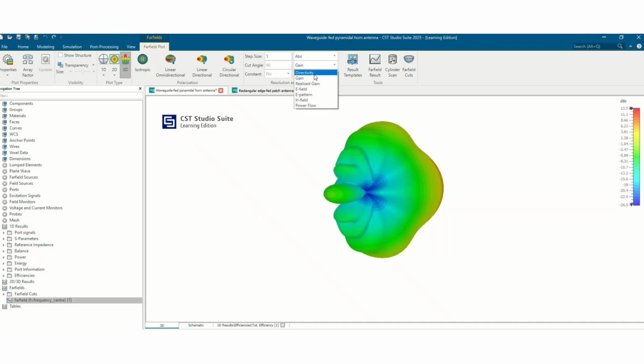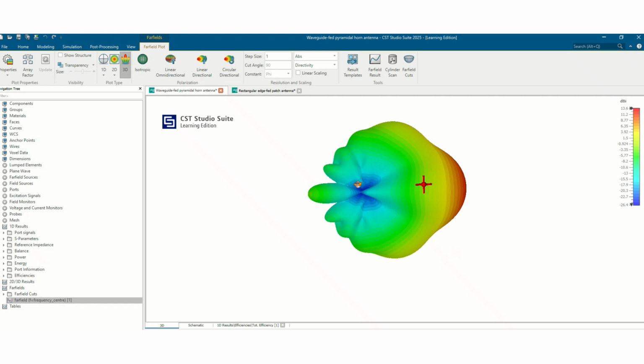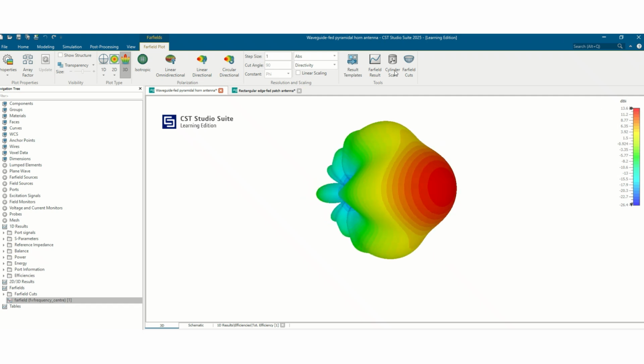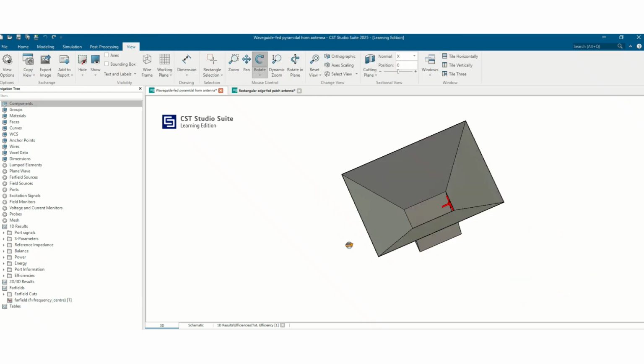So here you can see that the directivity of the antenna is around 13.6 dBi, and if you look for the gain, you can see the gain is around 13.5 dBi. That means both gain and directivity are almost similar, because as there are no dielectric losses and the conduction loss is very less, as this antenna is purely metal.